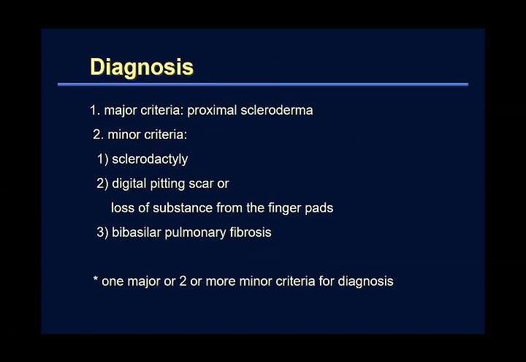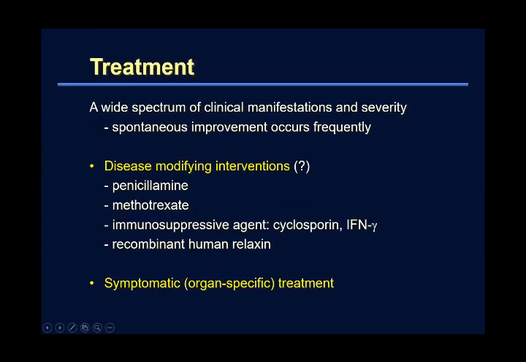So the diagnostic major criterion is proximal scleroderma. Minor criteria are sclerodactyly, digital pitting scars or loss of substance from the finger pads, finger pulp atrophy, and bibasilar pulmonary fibrosis. So one major or two minor criteria is the diagnostic criteria for scleroderma. Okay, so what treatment options are we left with?